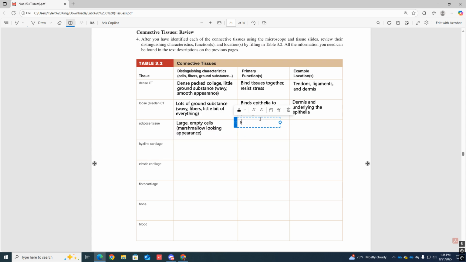Primary functions are storage of energy, insulation, and cushioning. Gosh, cursor's going crazy on me. What else are we going to have? It's going to be located in the hypodermis, so below the dermis layer. It's going to be found in breast tissue and surrounding organs.